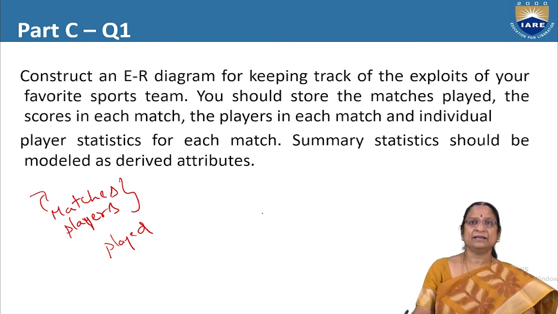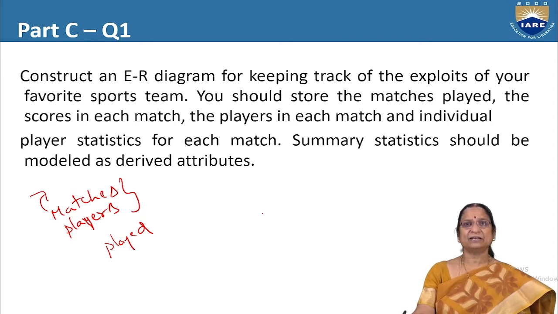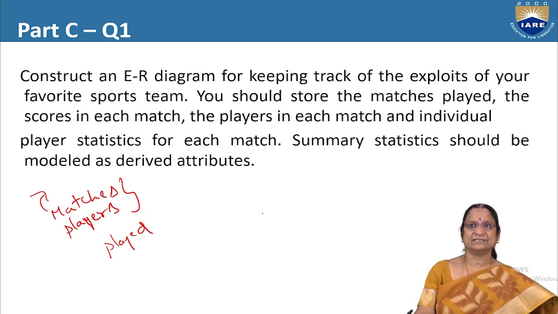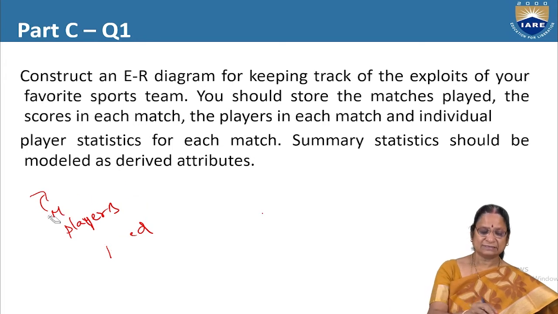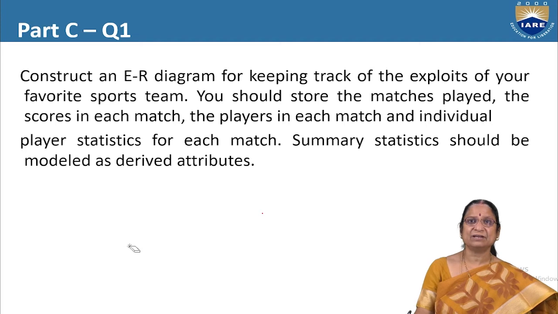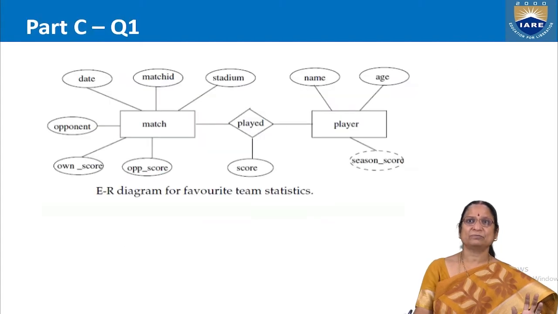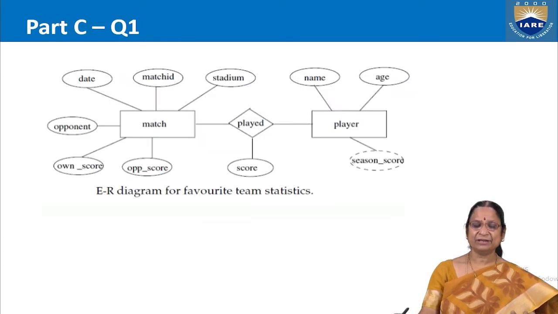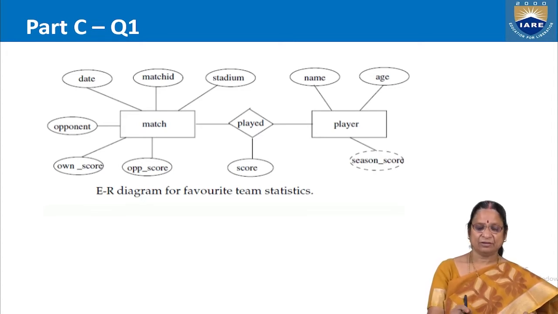which we discussed in the ER diagram related lectures. 2 lectures we have done. So in that particular lecture, we explained in detail. So in summary, we have 2 entity sets, 1 relationship for this problem. So we identified match, player. Match has various attributes: date, match ID, stadium at which it played, opponent, who is the opponent, own score and opponent score.